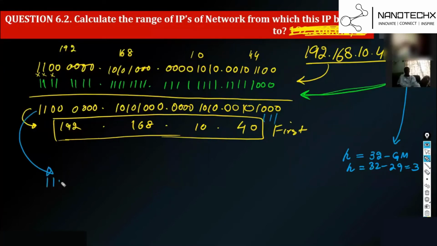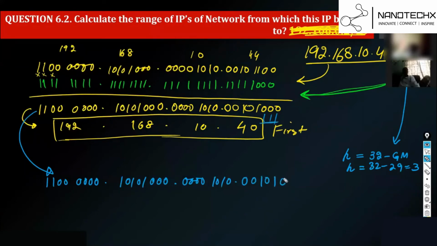Same thing: 1 1 0 0 0 0 0 0, dot, 1 0 1 0 1 0 0 0, dot, 4 zeros, 1 0 1 0, dot, 0 0 1 0 1. And then these 3 digits have to become ones. Because the value of H is equal to 3, 3 bits became 1, right? This is our last IP address.